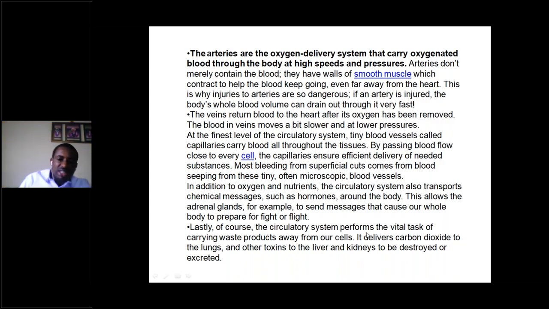Lastly, of course, the circulatory system performs the vital task of carrying waste products, as I've already mentioned, away from the cell. So it delivers carbon dioxide to the lungs and other toxins to the liver and kidney to be destroyed and excreted.